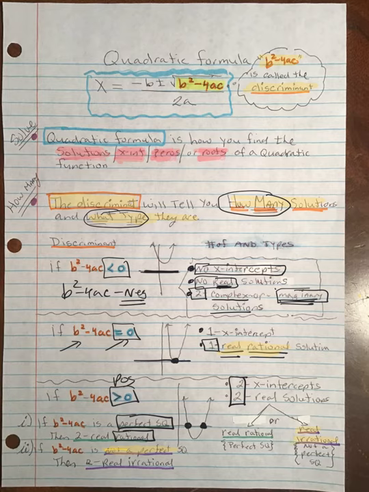So when the discriminant is positive, you will definitely have real solutions. But what type of real solutions? Are they real rational solutions or are they real irrational solutions? When it's a perfect square, they will be rational. And when they're not a perfect square, in other words, when you have a square root, they're irrational. So that's your discriminant, it will tell you how many and what types.